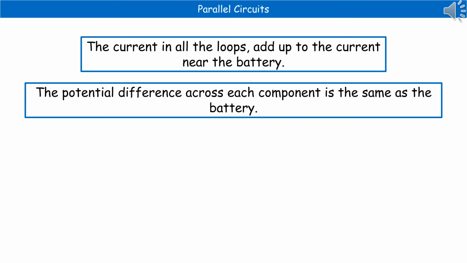If we consider parallel circuits, then the current in all of the loops will add up to the current near the battery, and the potential difference across each component is the same as the potential difference across the battery.